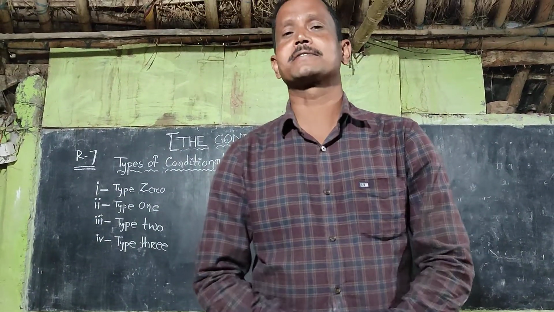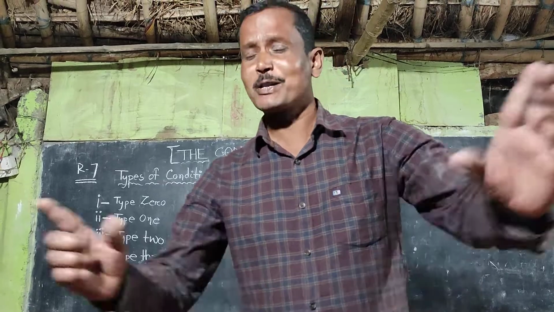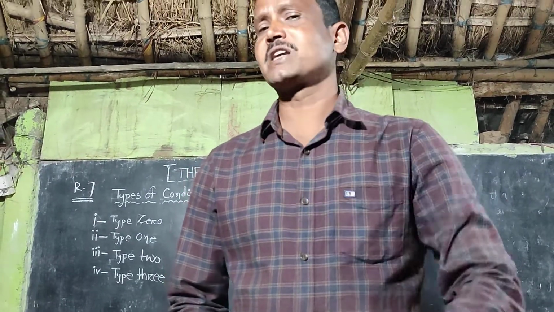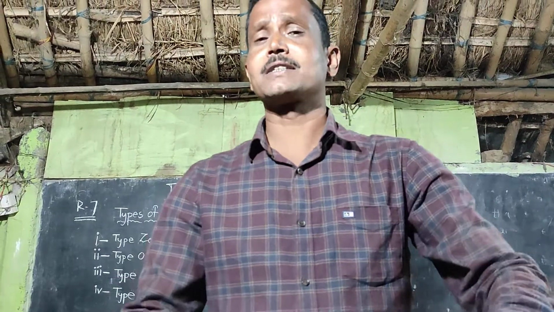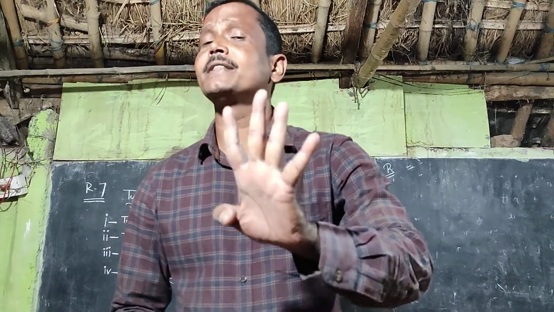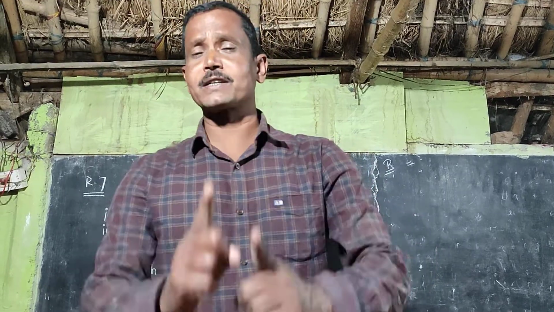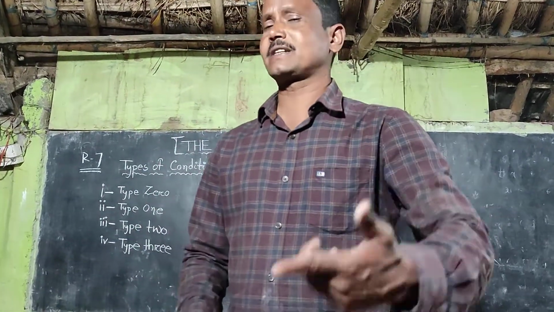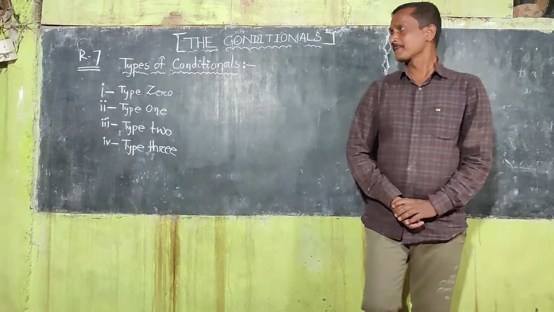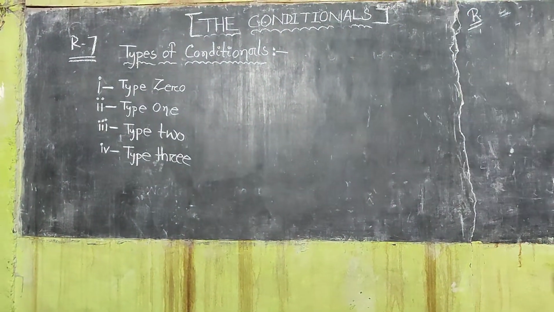So, rule number 7, about the classification of conditionals, the types of conditionals. How many types of conditionals are there in English? Actually, there are various types of conditionals in English, but basically we can say there are 4 types. So far as our matriculation standard is concerned, there are 4 types of conditionals in English. But in plus 2 standard, there are only 3. So what are the main 4 types of conditional clauses in English? They are type 0, type 1, type 2, type 3.